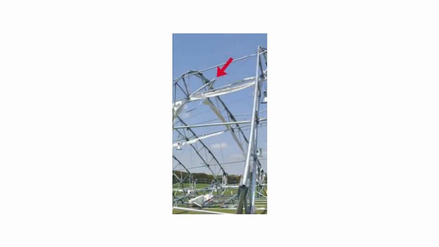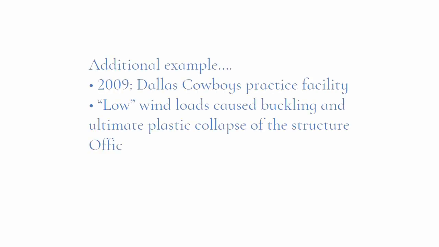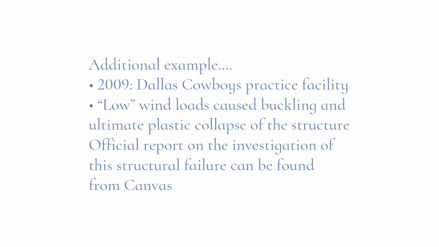In the diagram, you can see an example of structural failure, where in the Dallas Cowboys practice facility, low wind load caused buckling and ultimate plastic collapse of the structure. This can be found from the official reports of the investigation online.